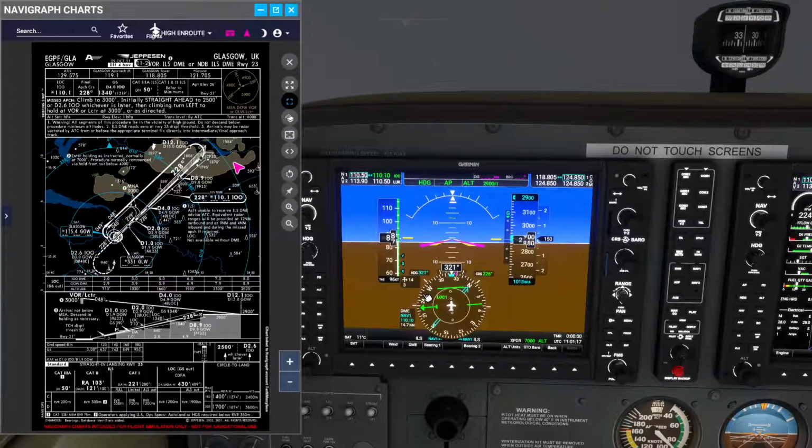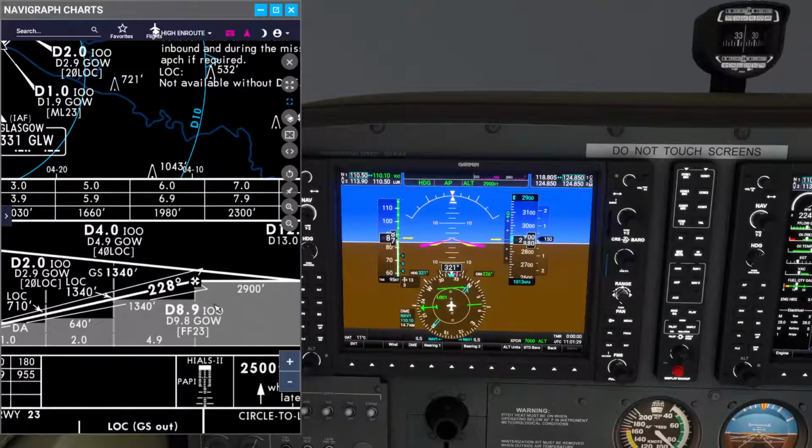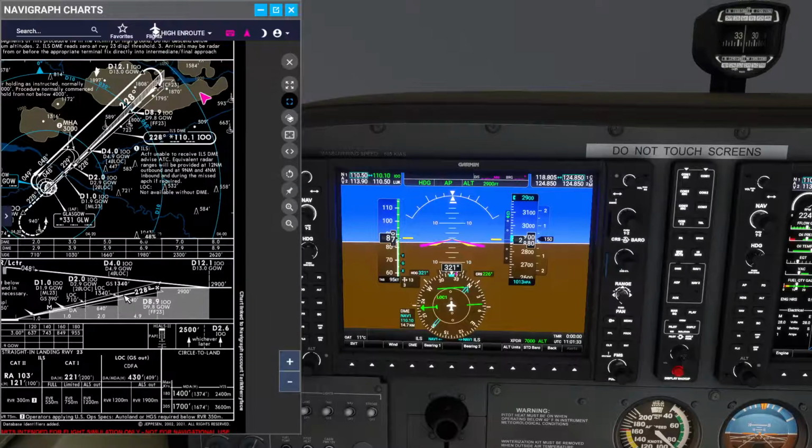What do I do next? Well, I'm going to intercept the localizer, fly along the localizer, and then at 8.9 miles, which is the descent point, as you can see here, 8.9 miles, India Oscar Oscar, I'm going to start my descent. Where am I? Where am I going? What do I do next? Cool?